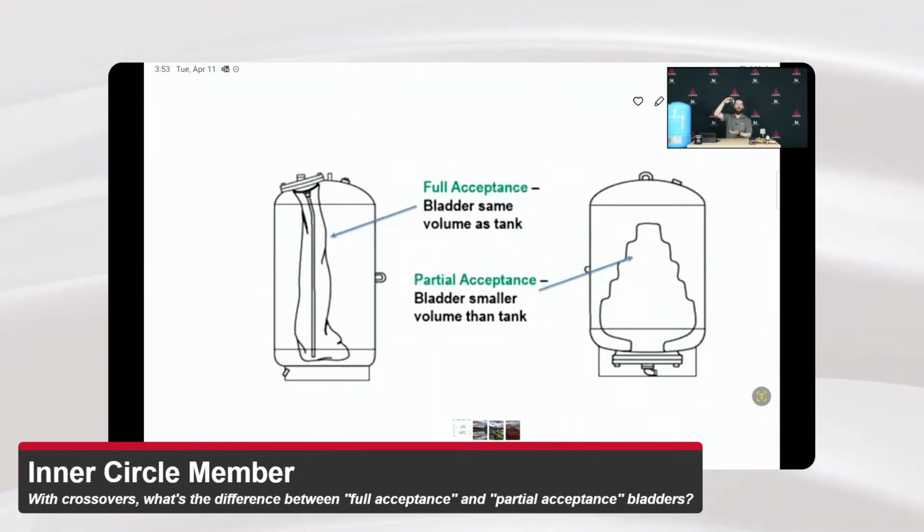Because of it having a fixed diffuser in the center, it makes sure that bladder is not going to fold, rub, and twist on itself like a full acceptance bladder potentially could. So it gives you a little bit of peace of mind if you don't need a large amount of drawdown within the tank. It's that bridge to a diaphragm tank. It's a little bit bigger than a diaphragm tank, but you don't have to go all the way to a full acceptance bladder. It meets you in the middle and gives you a little bit of the benefits of both: the replaceability of a bladder, but also the more fixed design like a diaphragm, to give you the partial acceptance bladder.